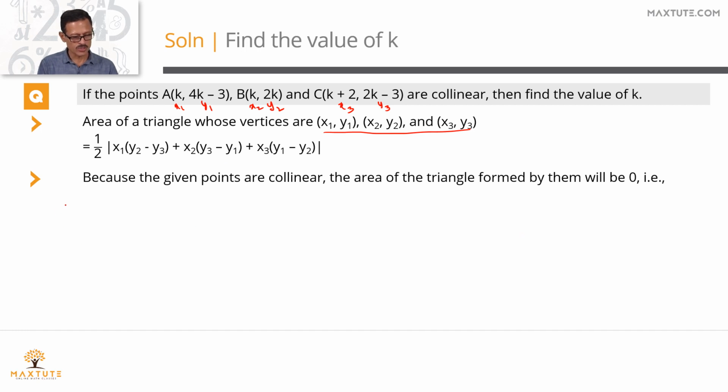Let's set about equating this to 0. So half into, you don't even have to bother about the half because half is nowhere a 0. If something has to be 0, whatever is there in the square parenthesis is what should be 0. Let's keep the half. Let's move on with this.